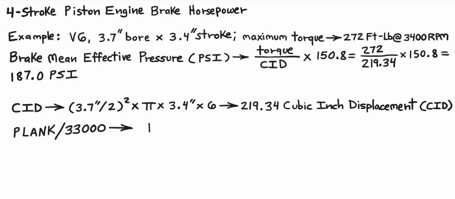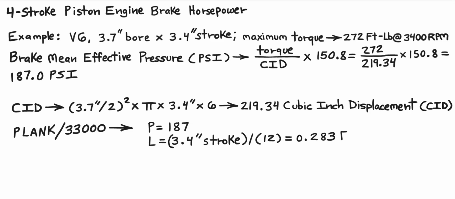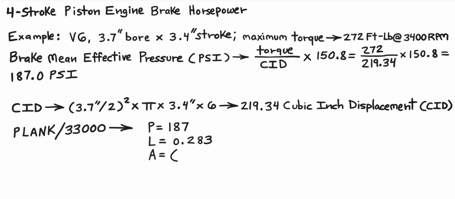So then we use this formula here, PLAN over 33,000. So the P is the brake mean effective pressure in PSI. The L is the piston stroke in feet, so we have to divide this into 12 to get the piston stroke in feet. So 0.283 feet is the piston stroke.